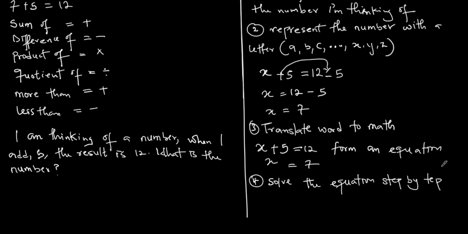So you see there, 4 steps. Number 1, identify the unknown. Number 2, represent the unknown with an alphabet. Number 3, translate word to maths. That is, form an equation. Number 4, solve the equation step by step.